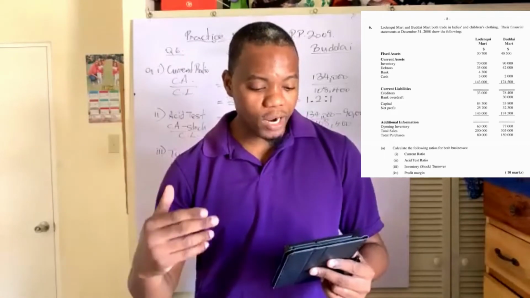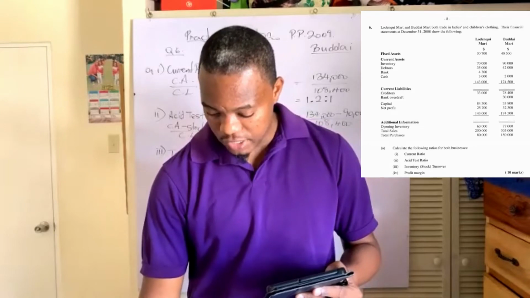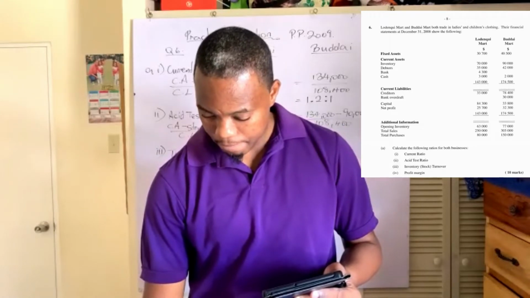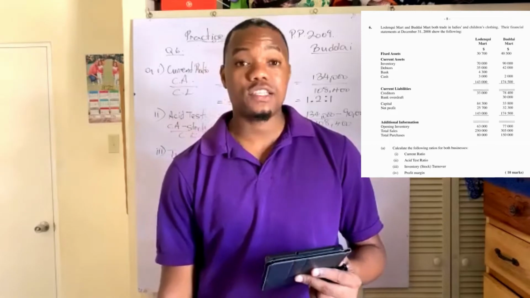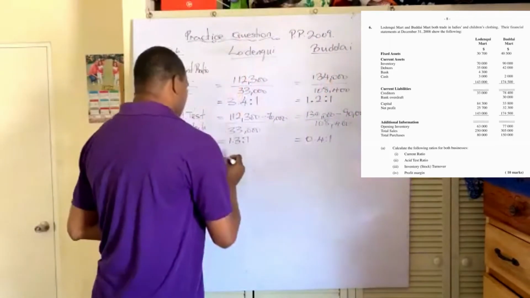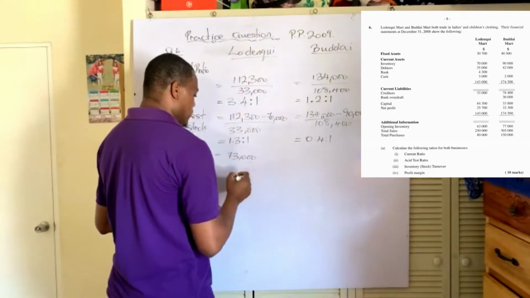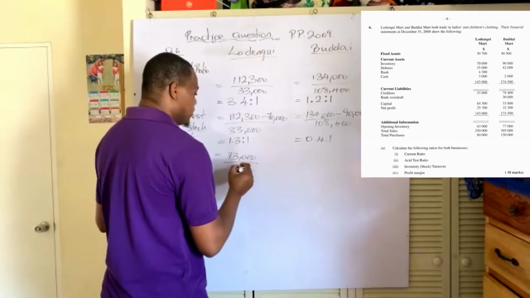Now we need to subtract our closing inventory from that, which is 70,000. 143,000 minus 70,000 would give us 73,000. So Lodenki's cost of goods sold is 73,000. You guys see how I got the 73,000?